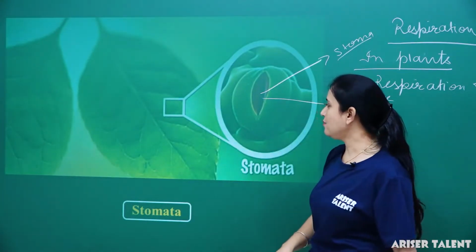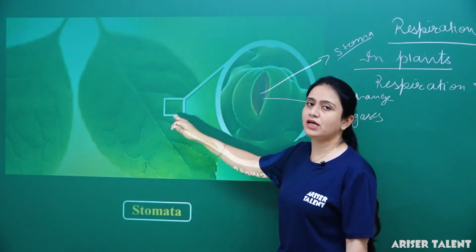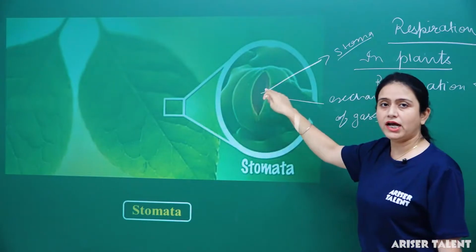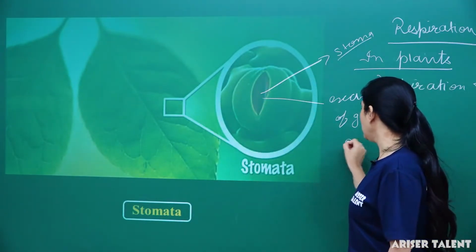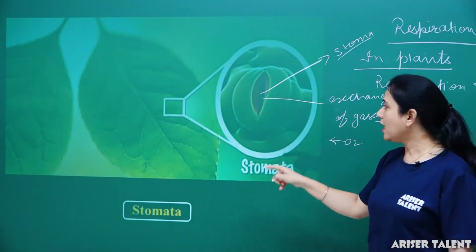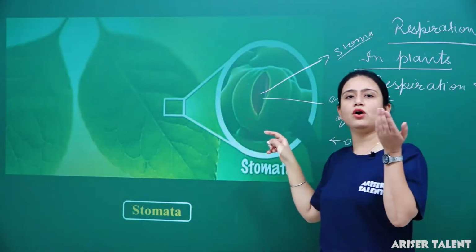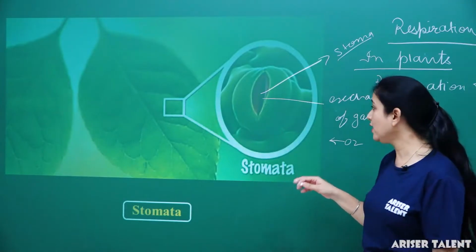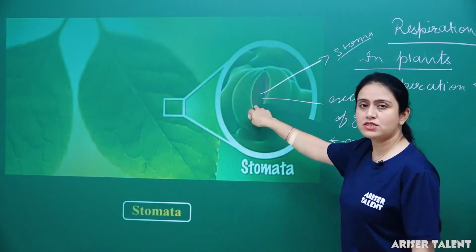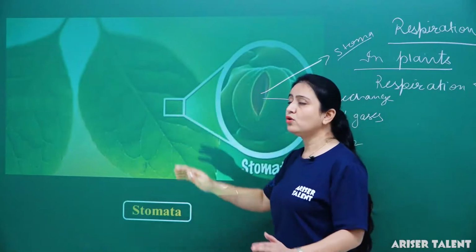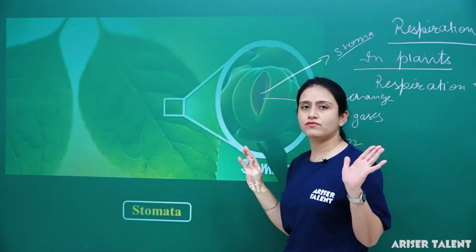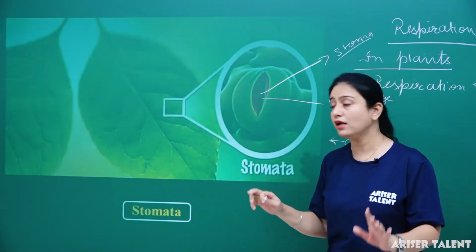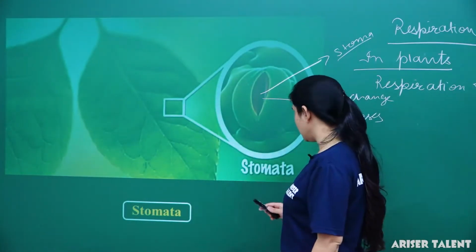Fine. What happens, students? As I told you, the stomata are present in the leaves. Now these stomata intake the oxygen. First of all, the oxygen in the plants enters through the process of diffusion. Fine. Then when this oxygen reaches the leaf, it goes to all the cells of the plant by the intercellular spaces. Okay, clear? Intercellular spaces are present here. Let me explain.